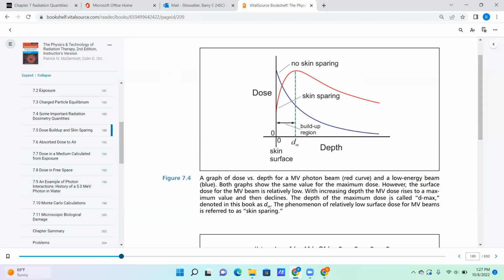The depth of the maximum dose is called Dmax, and that's denoted in the book as D sub M. And the phenomenon of relatively low skin surface dose for MV beams is referred to as skin sparing. So this is the skin sparing region, anywhere from the beginning of the skin up to the maximum, the Dmax for the beam.